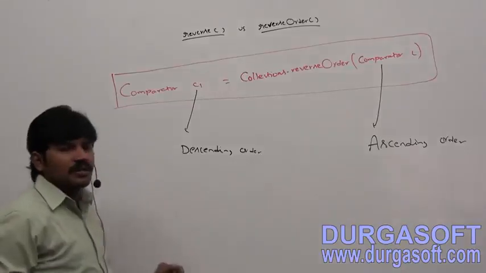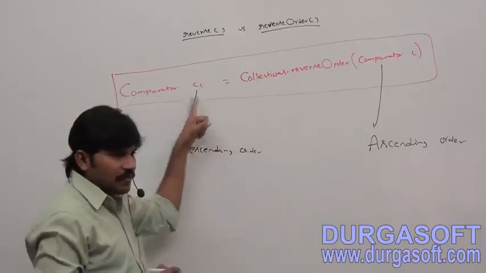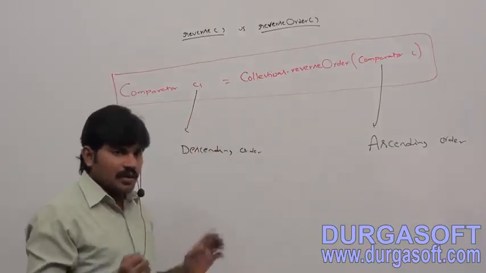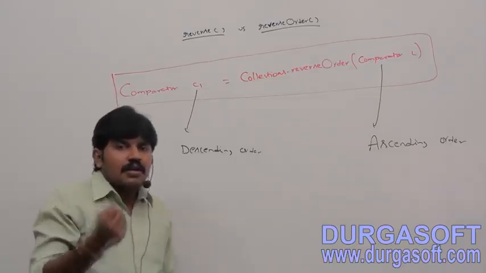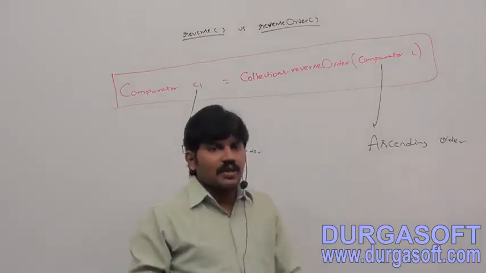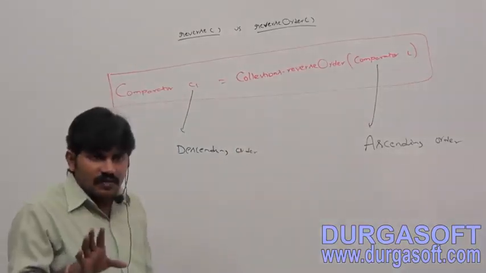We can use the reverseOrder method to get a reversed comparator. So we have a comparator for ascending order. Sir, I want a comparator object for descending order. I have a comparator for alphabetical order. I want a comparator for reverse of alphabetical order. Then we should go for the reverseOrder method. Clear for all of you, right?